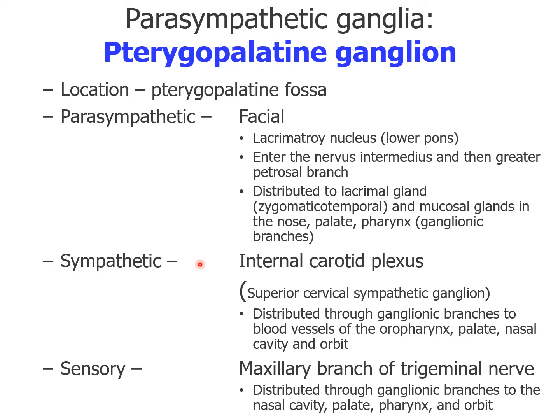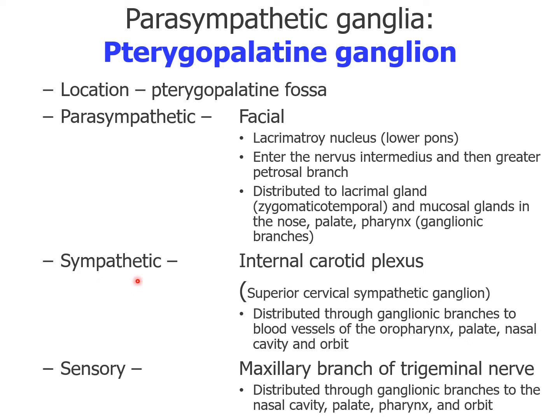The postganglionic parasympathetic fibers are distributed through the zygomatic branch of the maxillary into the zygomaticotemporal branch, which then communicates with the lacrimal branch of the ophthalmic on the lateral supralateral aspect of the orbit to convey secretomotor parasympathetic fibers to the lacrimal gland. Also, the parasympathetic fibers to mucous glands in the nose, palate, pharynx are distributed through the ganglionic branches of the maxillary nerve, that is the nasopalatine, the greater and lesser palatine branches, the pharyngeal branches, and the internal nasal branches.